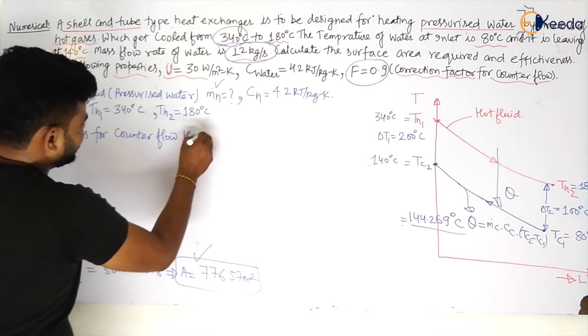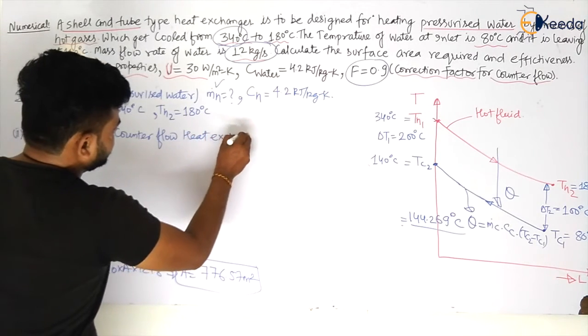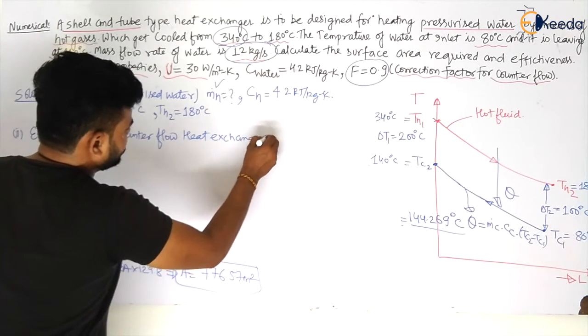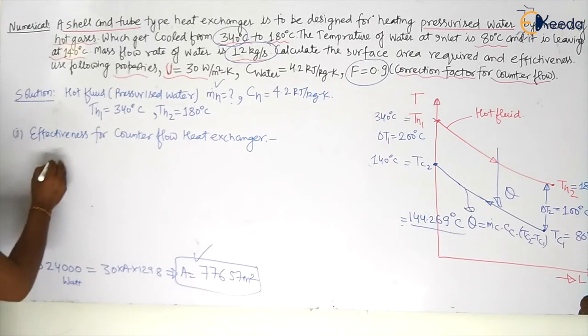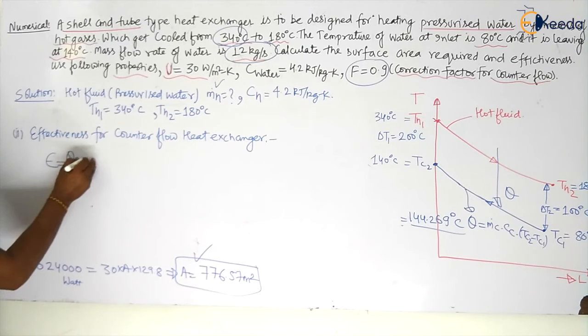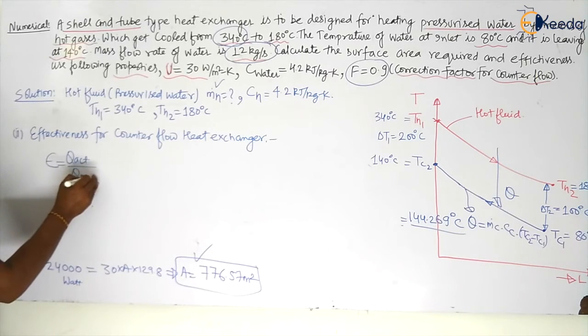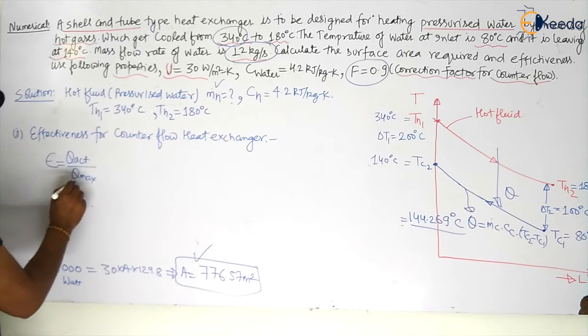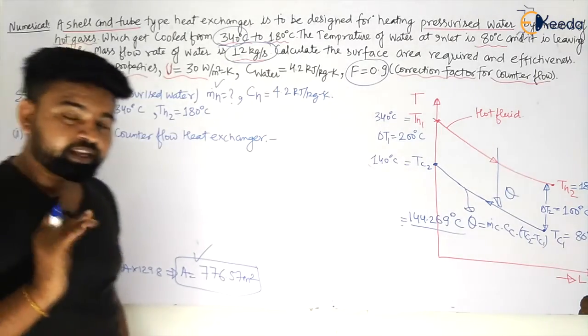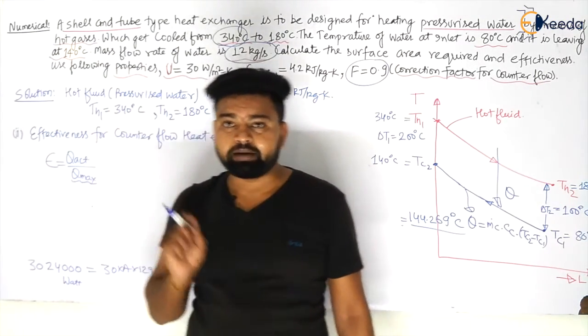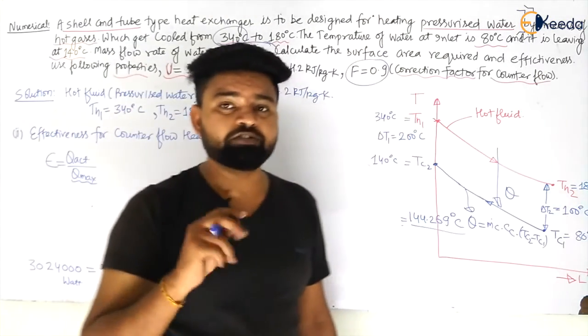Counter flow heat exchanger, my dear students. Very good. So can we calculate the effectiveness of counter flow? Yes, sir. We can calculate it, because we know that it is nothing but Q actual divided by Q maximum. But how can we know where the maximum heat transfer will be? If we know the heat capacity of both the fluids, we can decide which one is minimum.